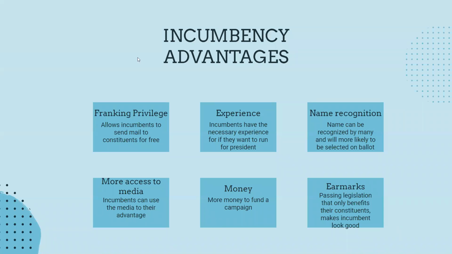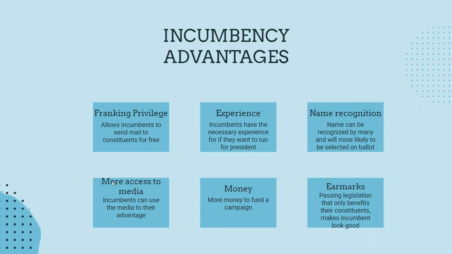So now we go to incumbency advantages. These are the advantages that people in office, House or Senate, they both have. So first we have the franking privilege, which allows incumbents to send mail to their constituents for free. So they can keep in touch with who they're representing without having to pay anything. They get experience. So if they want to run for president, they have the necessary experience. Name recognition. So again, if they wanted to run for president, their name would be easily recognized and more people would vote for them because they're familiar.